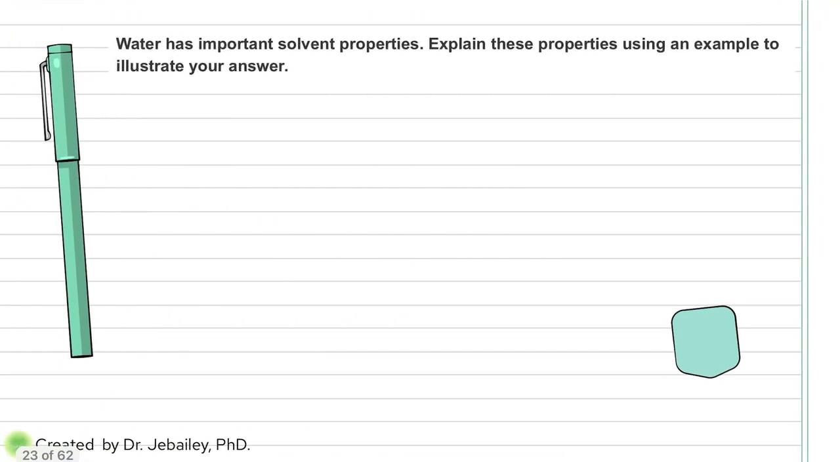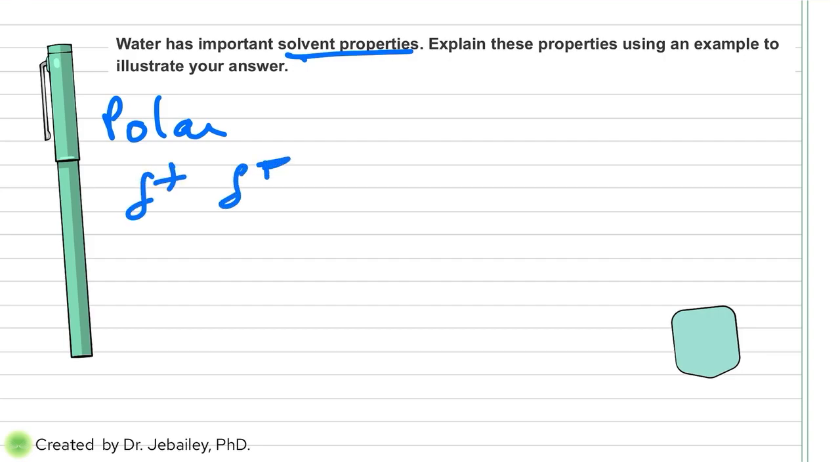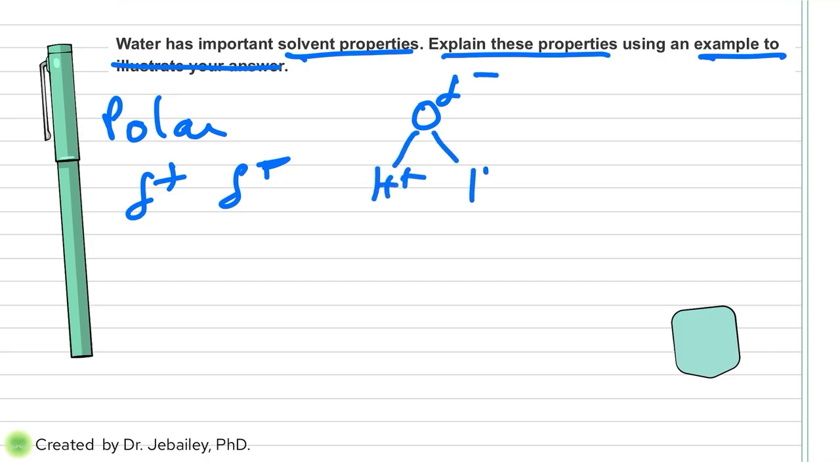Now here it says the water has important solvent properties. So when we say solvent, automatically think of polar. It's very important. Talk about the partially positive and the partially negative sides. Here you have to explain this property using examples, to illustrate this answer. So here you can talk about how in water, the oxygen is negative while the hydrogen is partially positive.